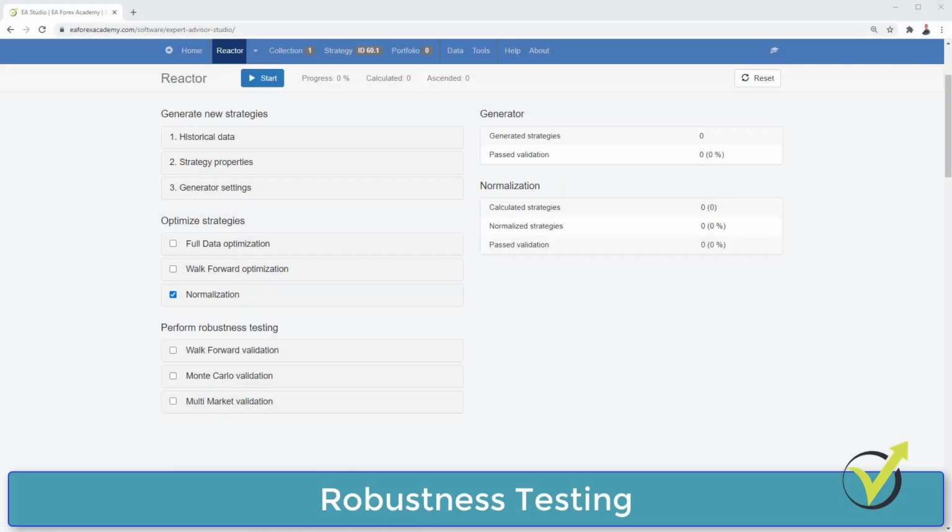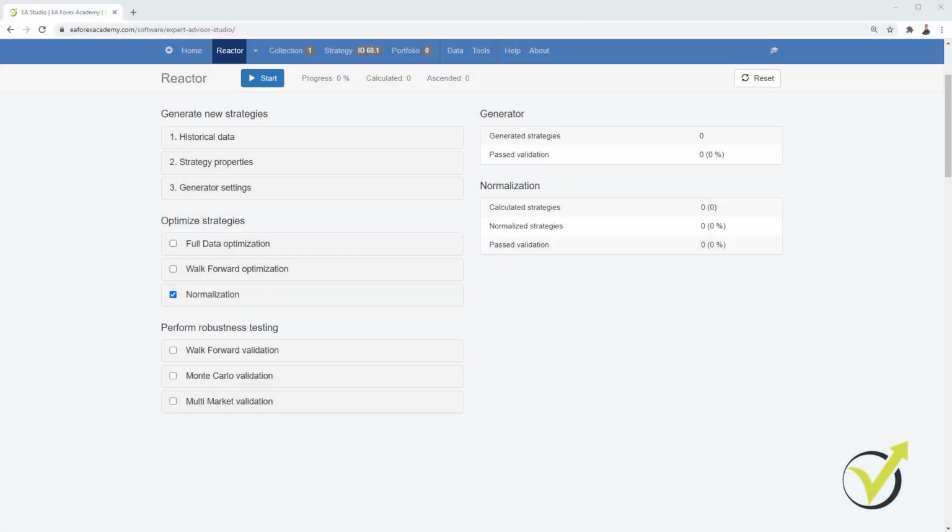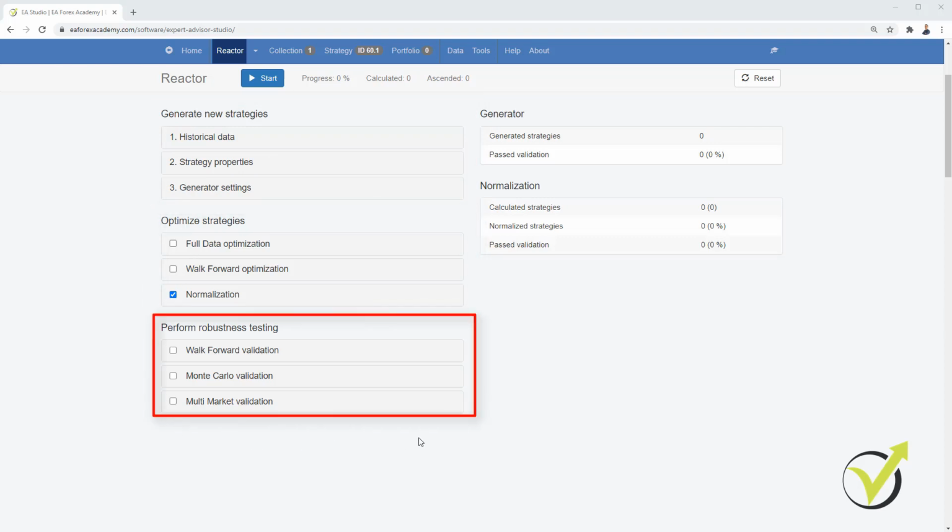Hello traders, this is Petko Alexandrov and I continue with the last section that we have in the Reactor, and this is the robustness testing. So as I said already a few times, what the Reactor does, it automates the whole process. We have the generator where the strategies are generated. Then if we want, they go through the optimization process and then they go through the robustness testing.